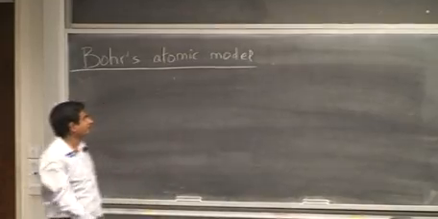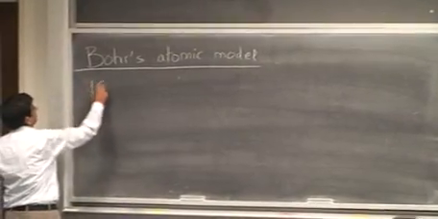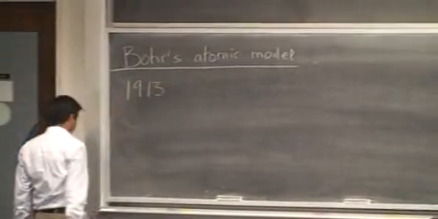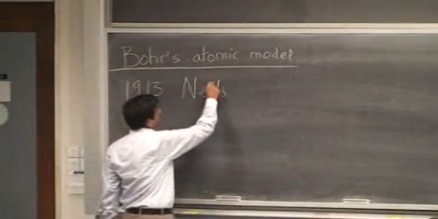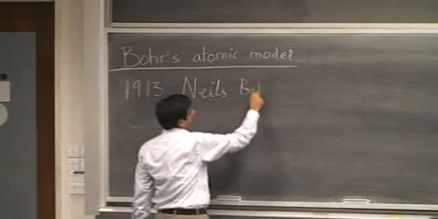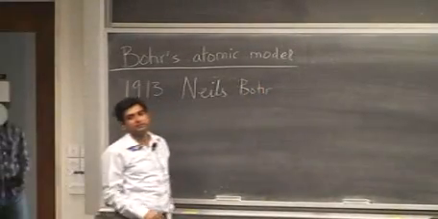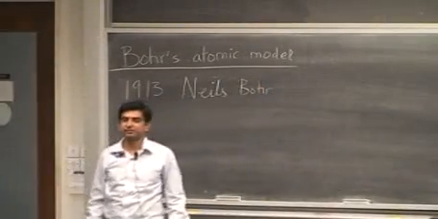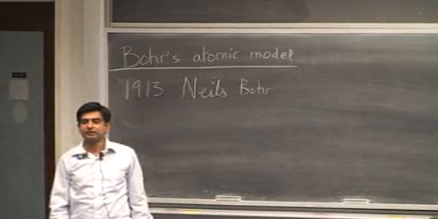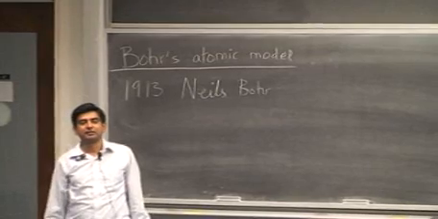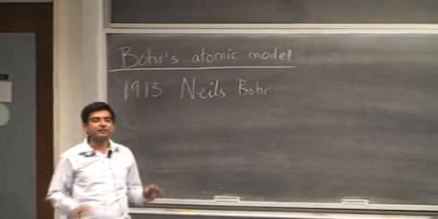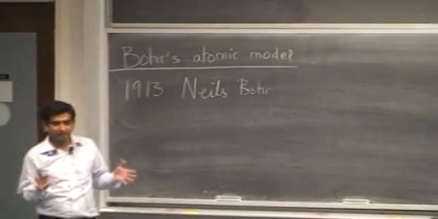So we are now in the year 1913. And there is Niels Bohr, a Danish physicist. I think we are going to start the class now. So Rutherford had this planetary model of the atom.